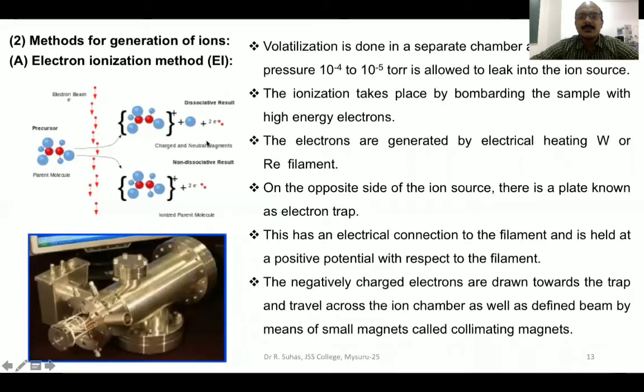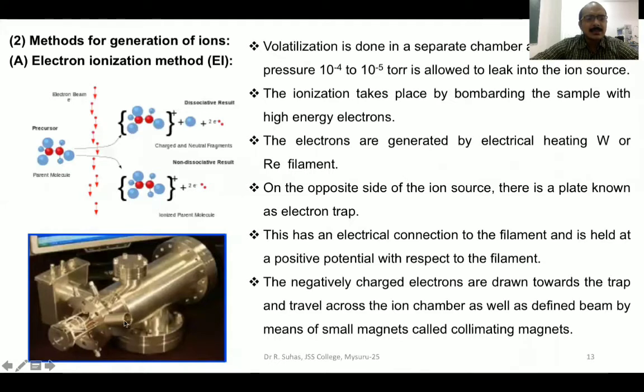Here positive, negative and neutral species are produced, but our main interest is to focus on positive ions only, whereas the negative and neutral species we just have to push out of the system. How we can do that, we will see. The negatively charged electrons are drawn towards the trap. They travel across the ion chamber and are defined by means of small magnets called collimating magnets. And this is one of the units used for the electron ionization technique.